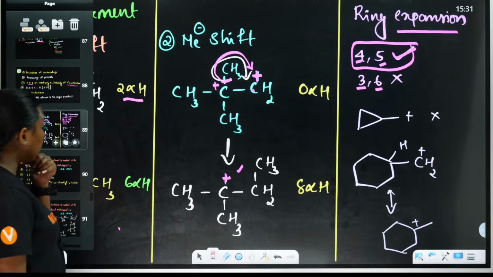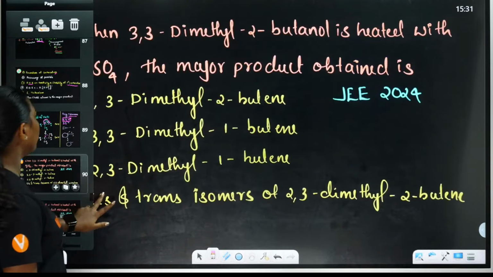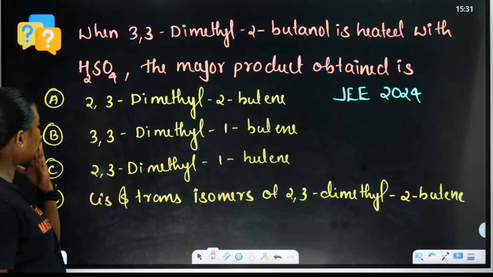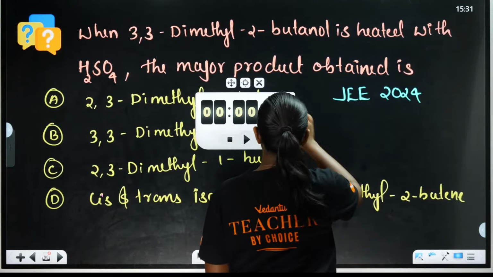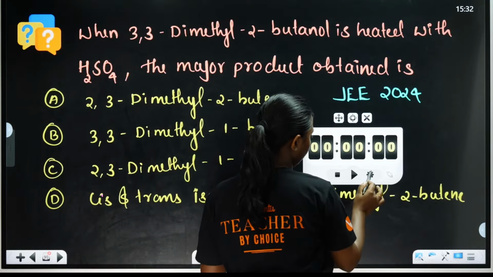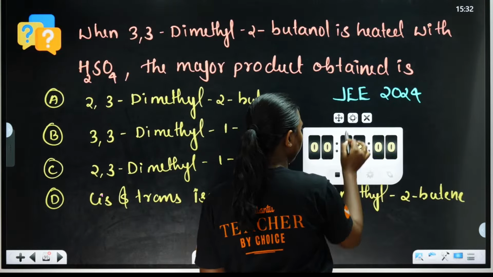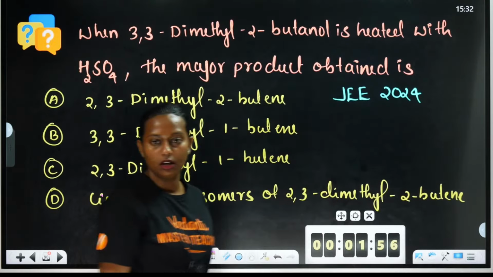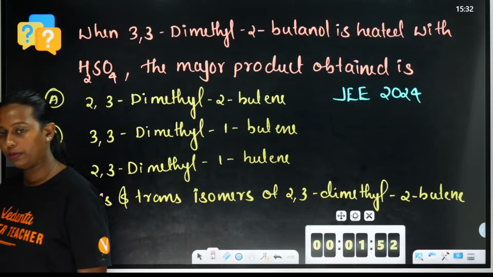Then I will give you a question, guys. Are you ready for a question? It is a JEE 2024 question. So here is the question. I will give you a timer also. I will give you 2 minutes. You can do the question. I think it is visible. Yes, okay, do it.